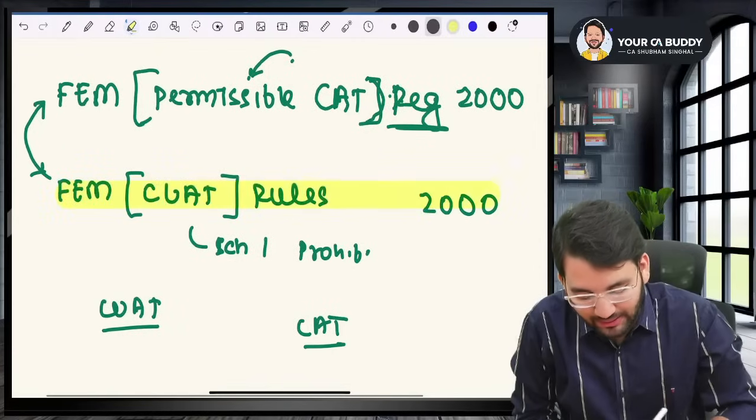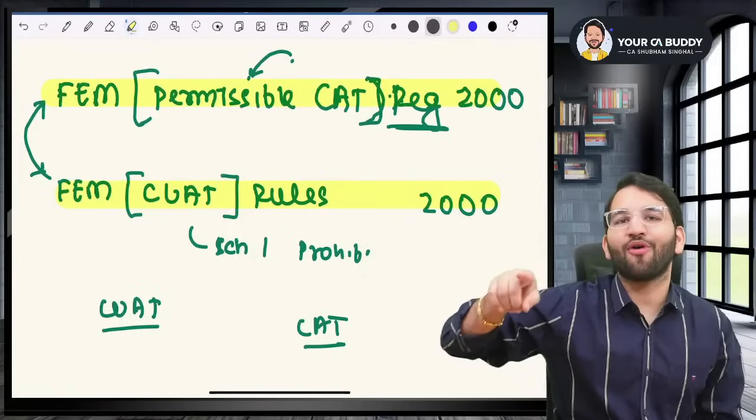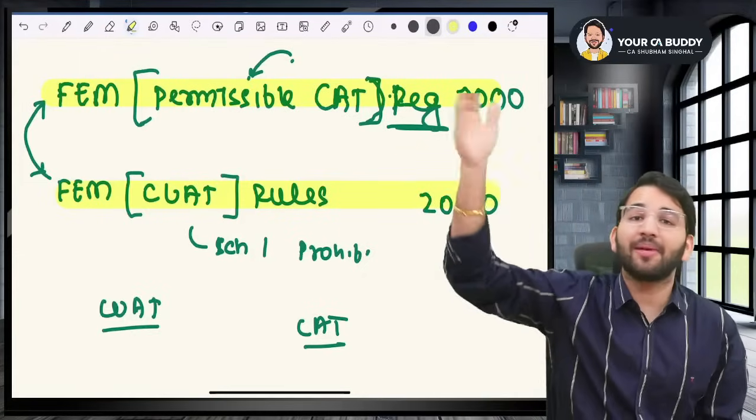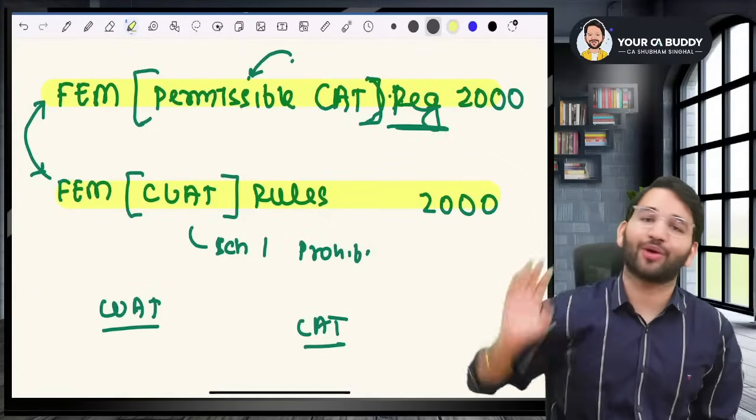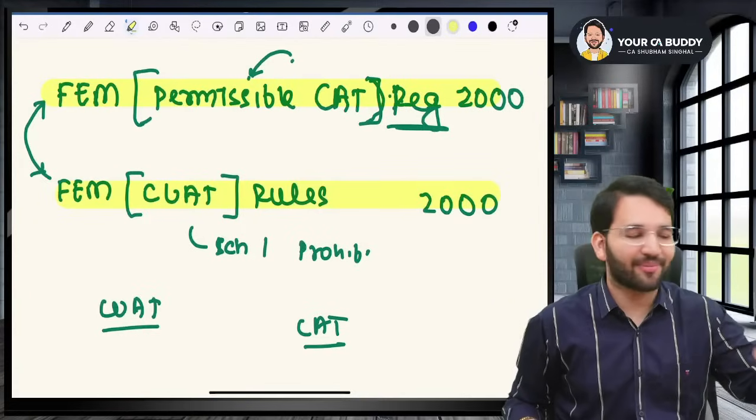You need to remember this name. In the exam, you will get marks only if you write Foreign Exchange Management (Permissible Capital Account Transaction) Regulations 2000. Only then you will get marks, otherwise you will not get marks. So please be very careful.